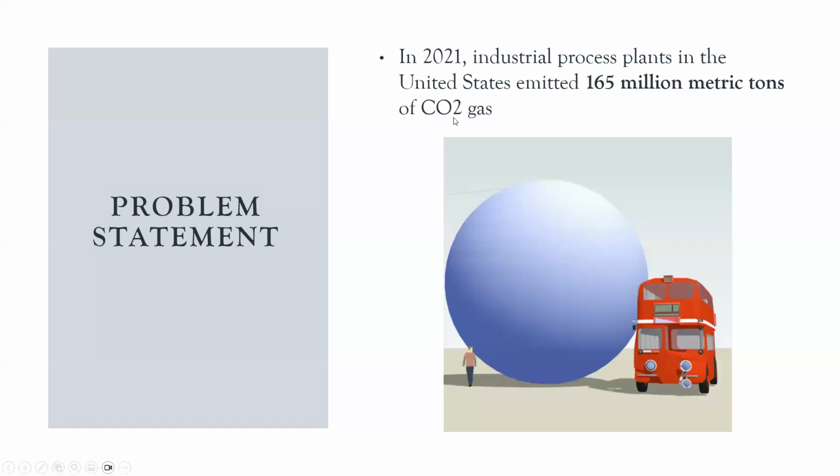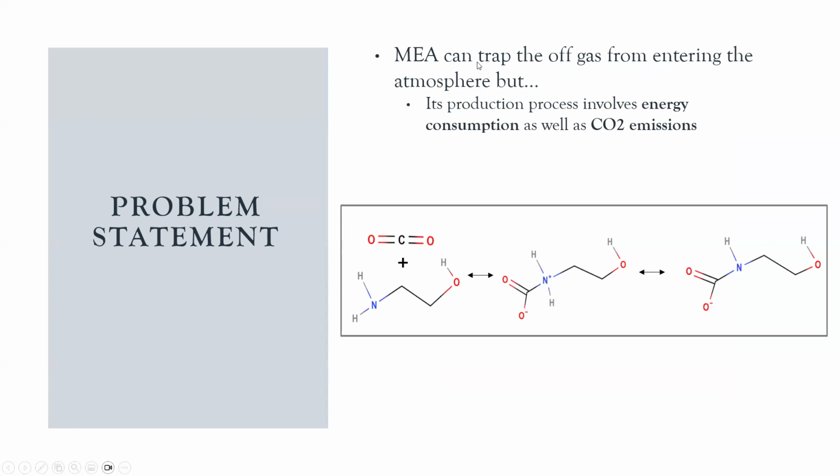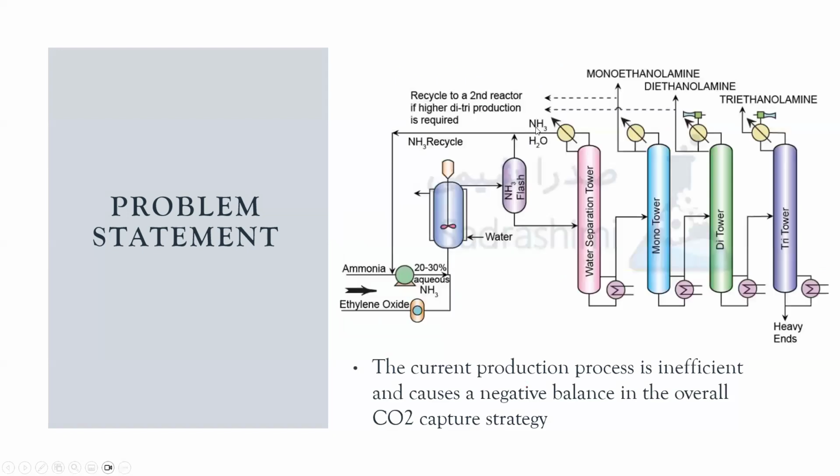Did you know that in 2021, industrial process plants in the US alone generated 165 million metric tons of carbon dioxide gas that went straight into the atmosphere? Here's 1 metric ton of carbon dioxide gas for your reference. It's a lot. That's where our target molecule, monoethanolamine, or MEA, comes into play. It functions by trapping CO2 gas in a chemical reaction, which is pretty helpful, but it is highly energy intensive to produce and has its own CO2 emissions.